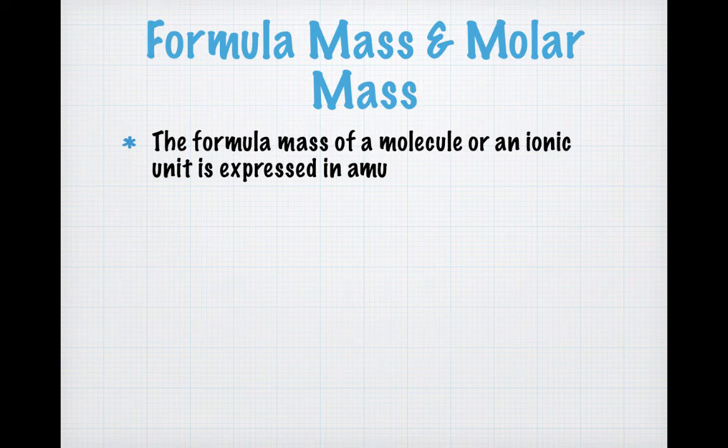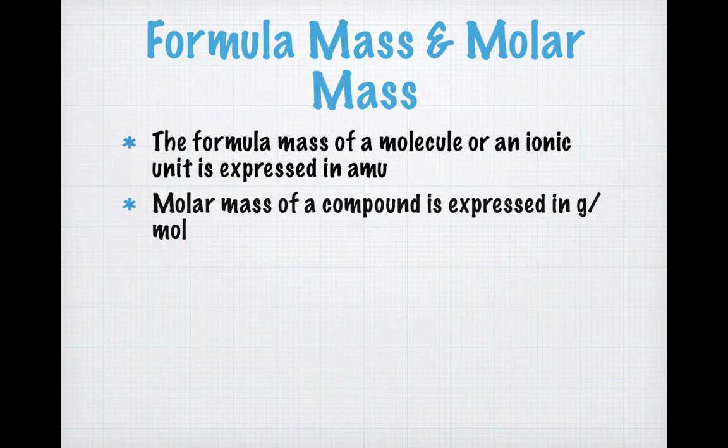Now we can look at formula mass and molar mass. We're starting to get a little more into the quantitative aspect of our chemical formulas. So the formula mass of a molecule, or if I'm looking for an ionic unit, we express its formula mass in AMUs. And all we do to find the formula mass of a molecule or an ionic unit is to take the average atomic mass for each element in there, multiply it by the number of those elements listed in the formula, and add it all together.